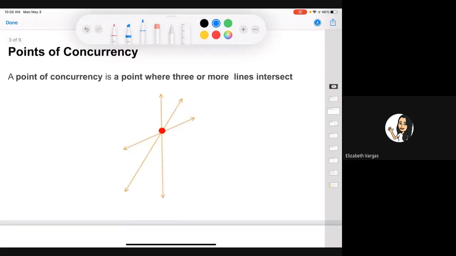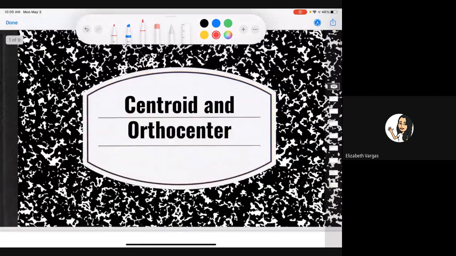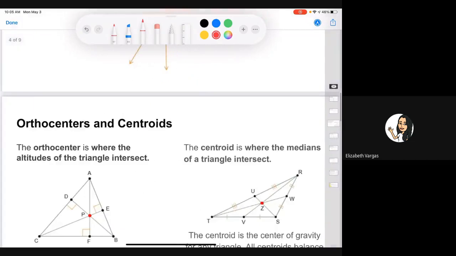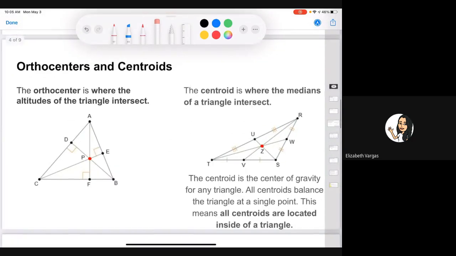We also are going to look at what is known as a point of concurrency. Our point of concurrency is basically just the point where three or more lines intersect. So the point of concurrency here would be this point right here. This is our point of concurrency. Okay, pretty simple. And so now we're going to get into orthocenter and centroid.